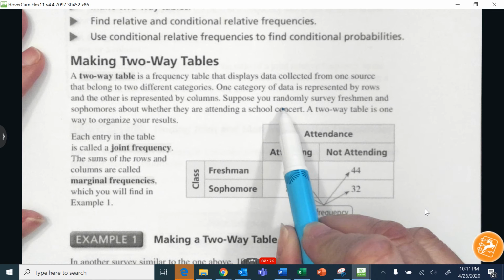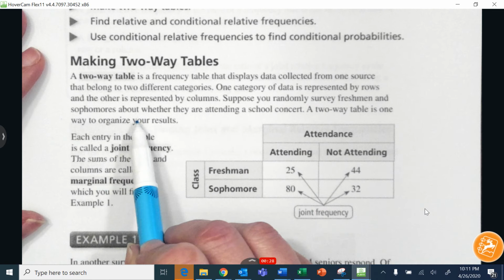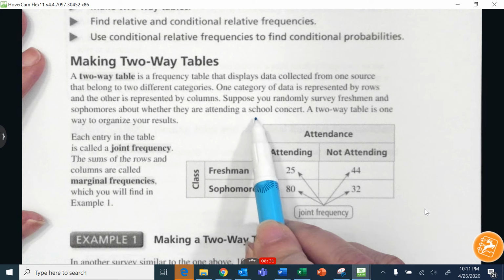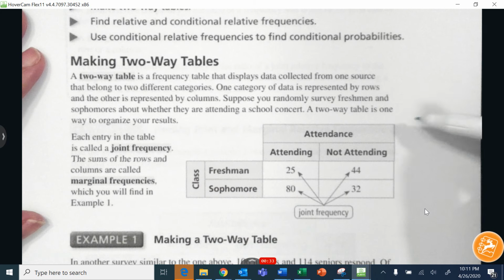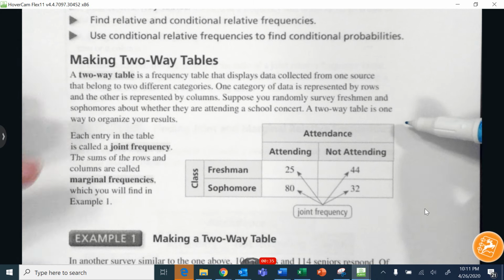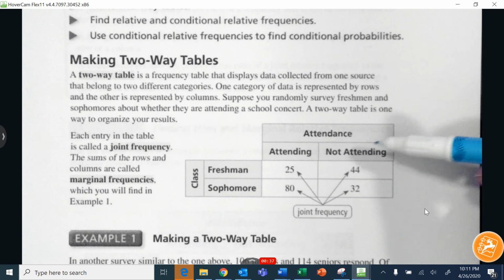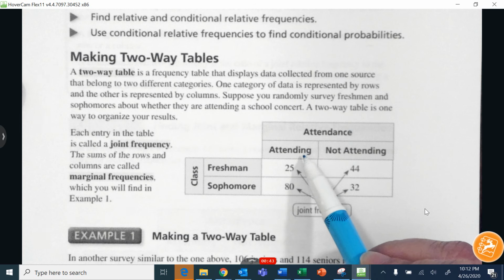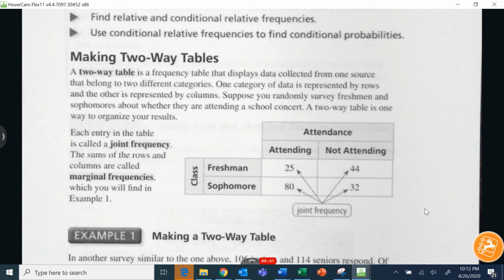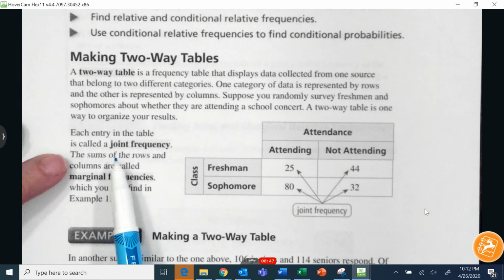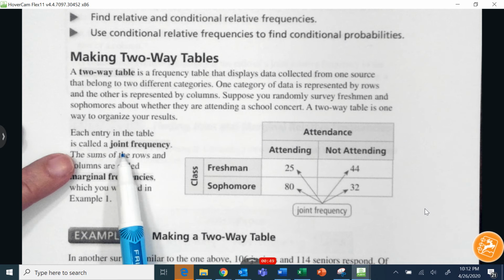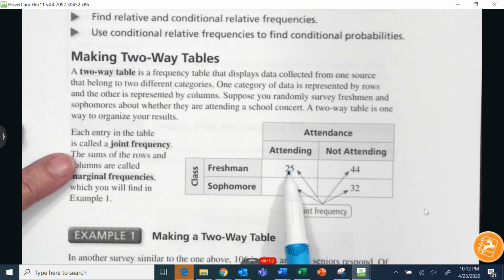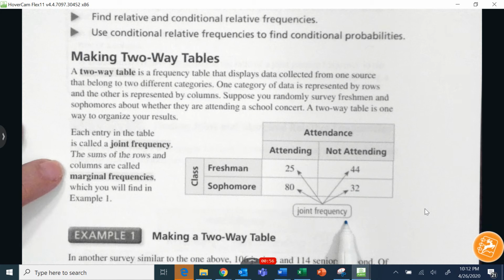This is a survey of freshmen and sophomores, and it's whether they are attending a school concert. So this two-way table is a way to organize the results from the survey. So we surveyed the freshmen and the sophomores, and then we're finding out if they plan on attending or not attending. Right here it says each entry in the table is called a joint frequency. So the 25, the 44, the 80, the 32, those are all joint frequencies.